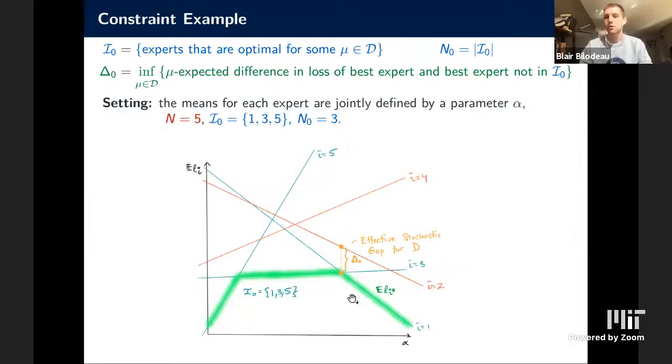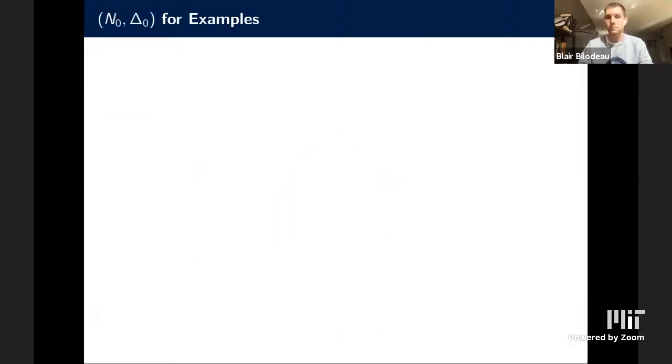So this gap here is going to correspond to the delta 0 that is our effective stochastic gap. So hopefully this makes it a little bit clearer of what these two quantities look like. Now I'm going to go back through those initial examples I described the set D for and talk about what the quantities look like for these sets.